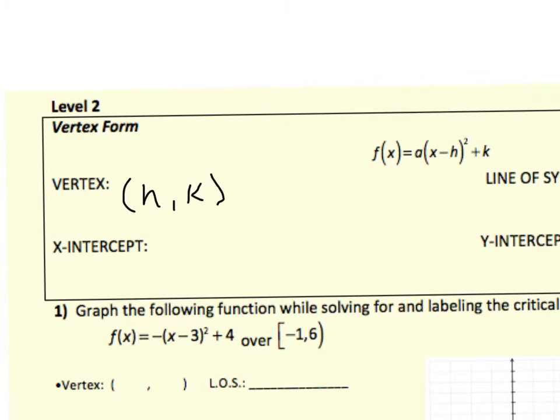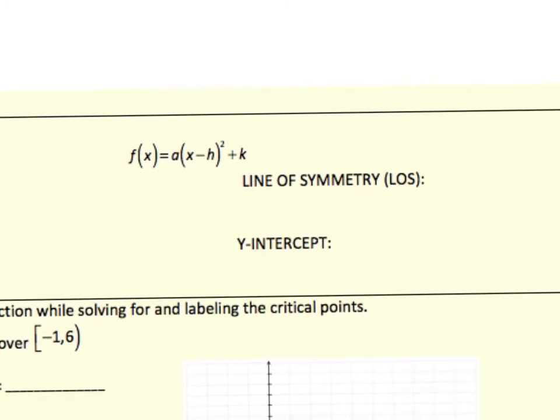The line of symmetry then is a line that will divide our quadratic exactly in half, so it reflects the same on the left and on the right. This is going to be a vertical line through the x coordinate of our vertex, so we can label this vertical line as x equals whatever the value of h is.